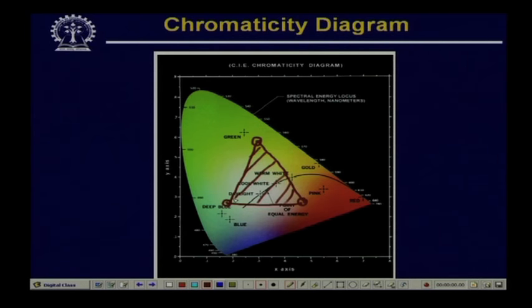For example, we can get some other information from this chromaticity diagram like this. As we have said, we have this point of equal energy, which is the CIE standard of white.